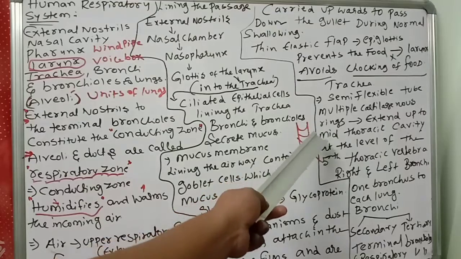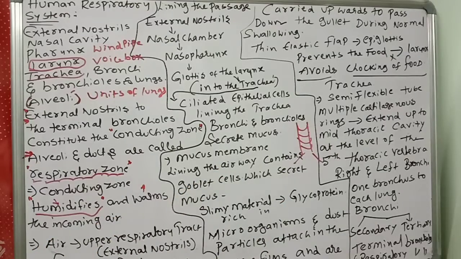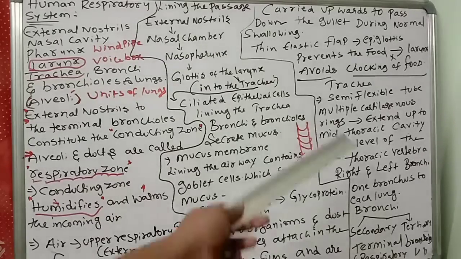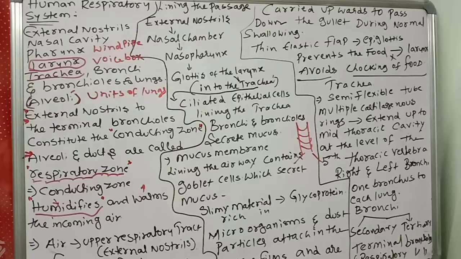Next, what is meant by semi-flexible trachea? The trachea is semi-flexible. It bends a little bit, not completely flexibly. It bends according to the pressures, so that's why it is semi-flexible. The trachea is helpful for the passage of air. Another name for the trachea is the windpipe.